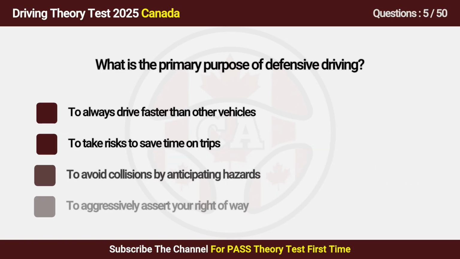Question 5. What is the primary purpose of defensive driving? A. To always drive faster than other vehicles. B. To take risks to save time on trips. C. To avoid collisions by anticipating hazards. D. To aggressively assert your right of way.